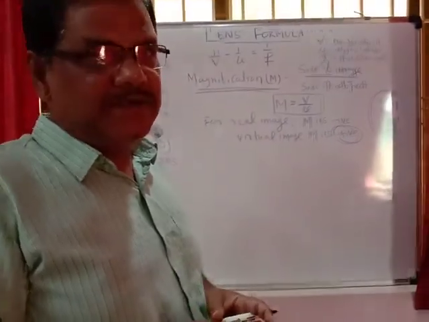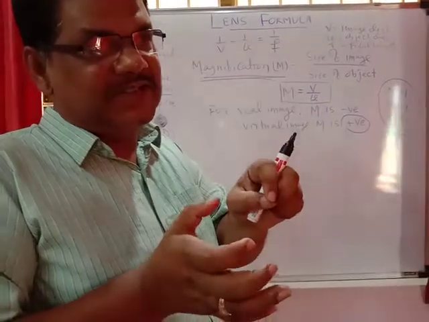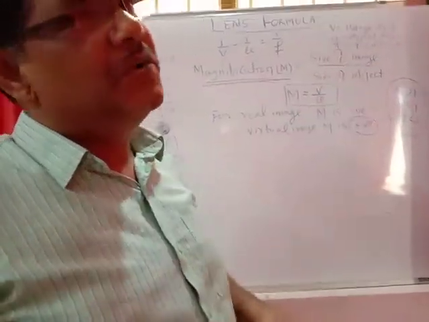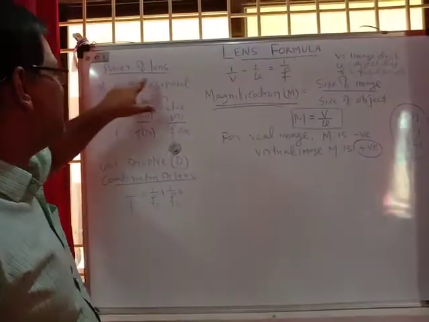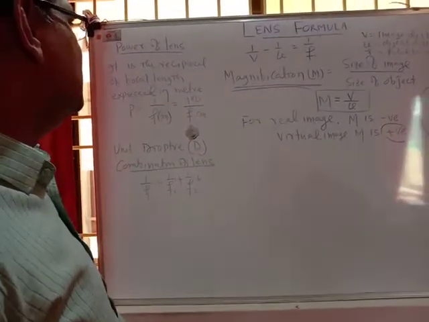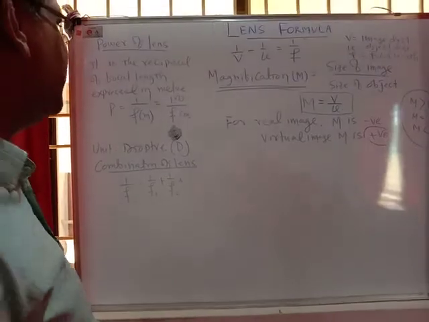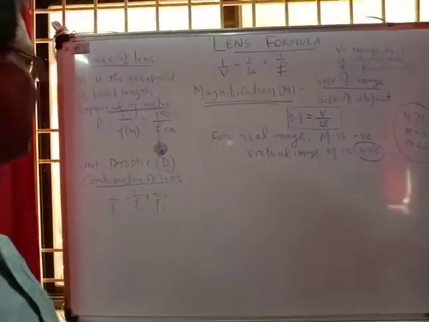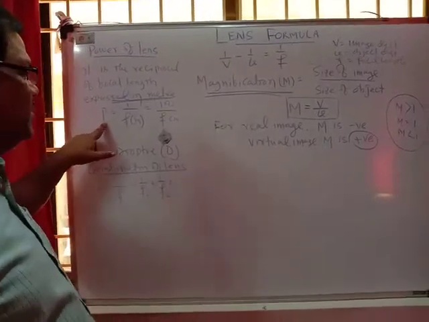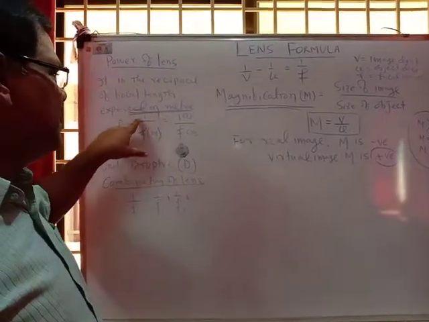In case of the diverging lens, if it is diverging the rays more and more, then we can tell the power of lens is more. So what is the power of lens? The power of lens is the reciprocal of focal length expressed in meter. Actually, the power of lens P equals the reciprocal of the focal length expressed in meter.